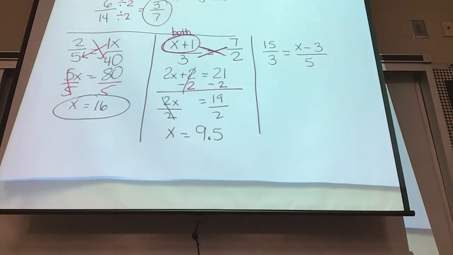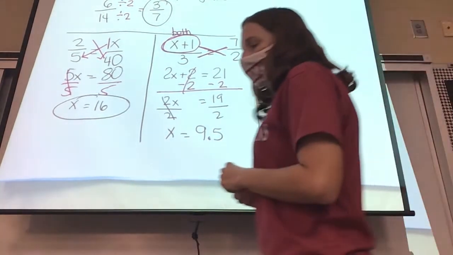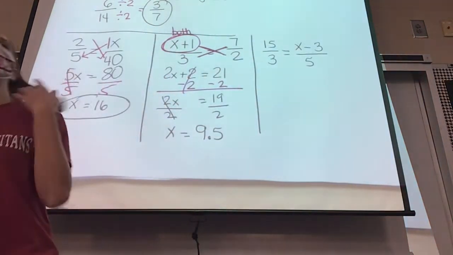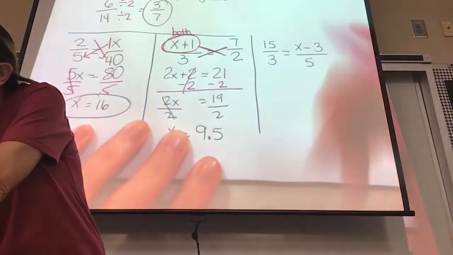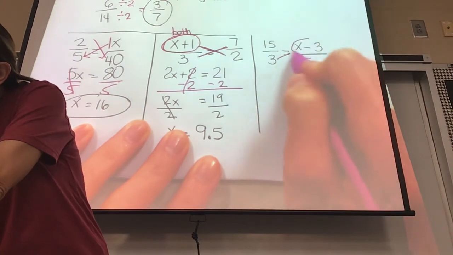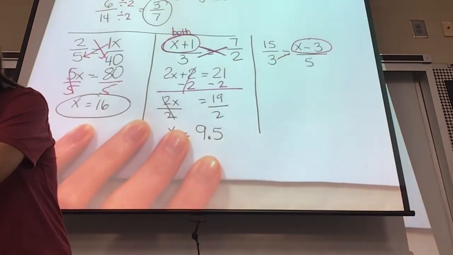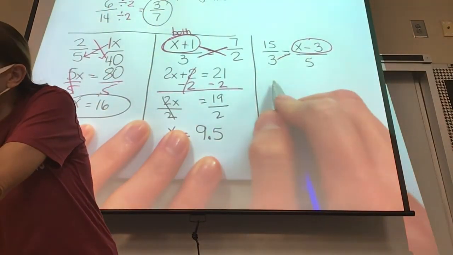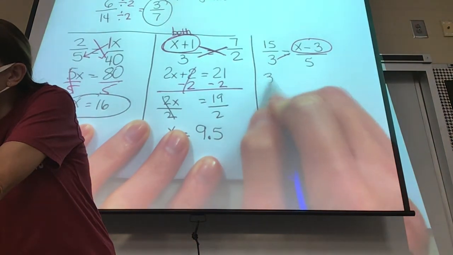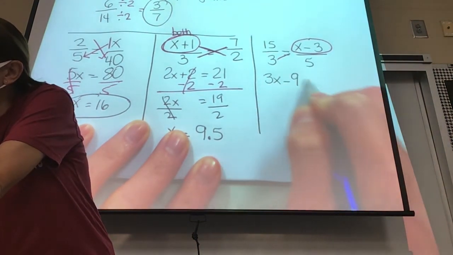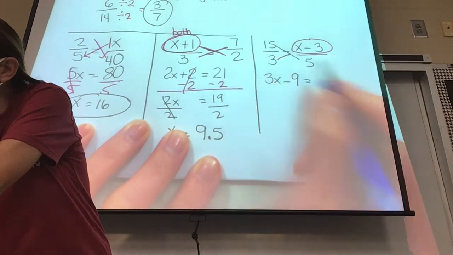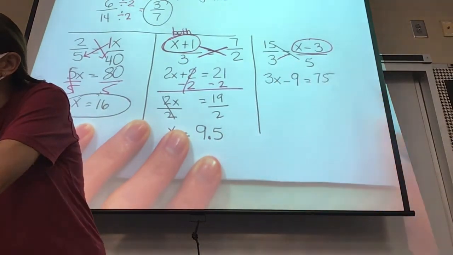Seeing all the same answers, so we either all have it right or we all have it wrong. I don't know which one. So let's see what we got. So, if I cross multiply, I did 3 with both of these, so that gave me what? 3x minus 9. So when I went the other way, I got 75.